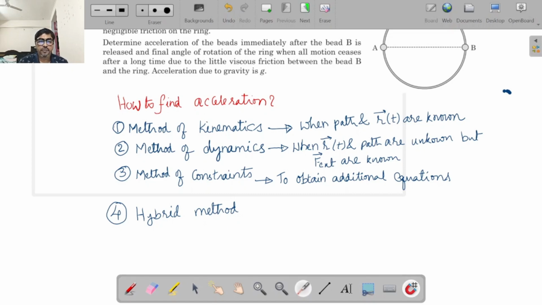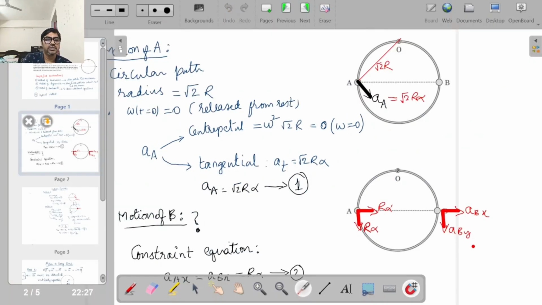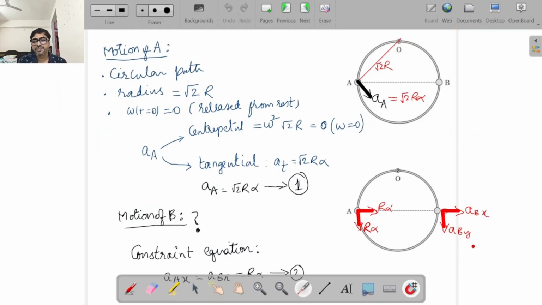And of course the constraint equation is always there. So there is this hybrid method where you have to use all three: you will use kinematic equations, dynamic equations, and the constraint equation also. In this particular problem we have to look at it that way. So that is the basic idea. Now let us get into finding the acceleration. First, let us focus on the motion of A.